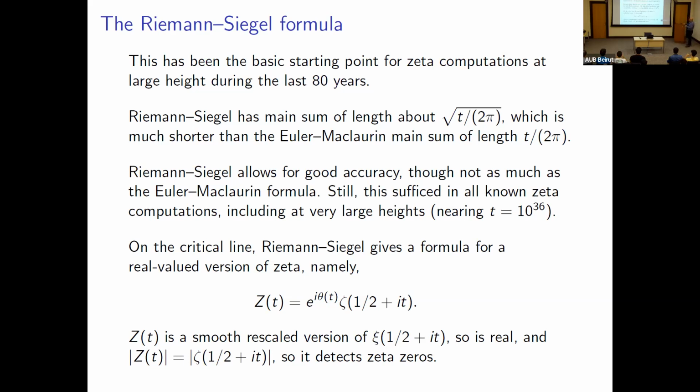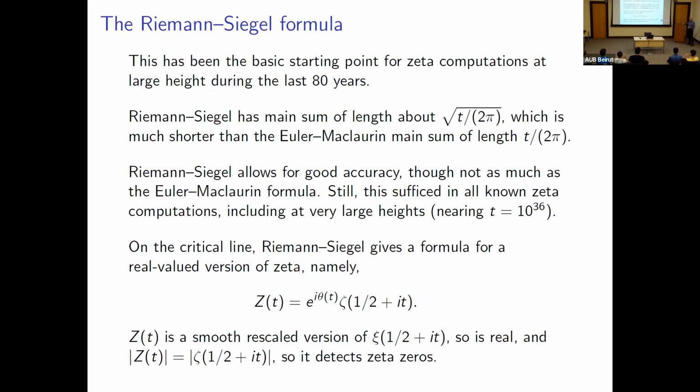Okay, and so it has a shorter main sum, about square root of t rather than t, but the accuracy that it can provide is less than Euler-Maclaurin. But still, that accuracy is enough to separate zeros even at very large heights, going as high up as 10 to the 36.